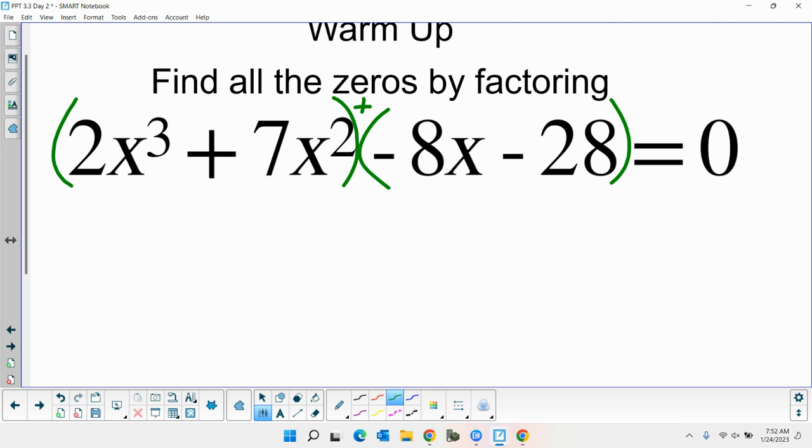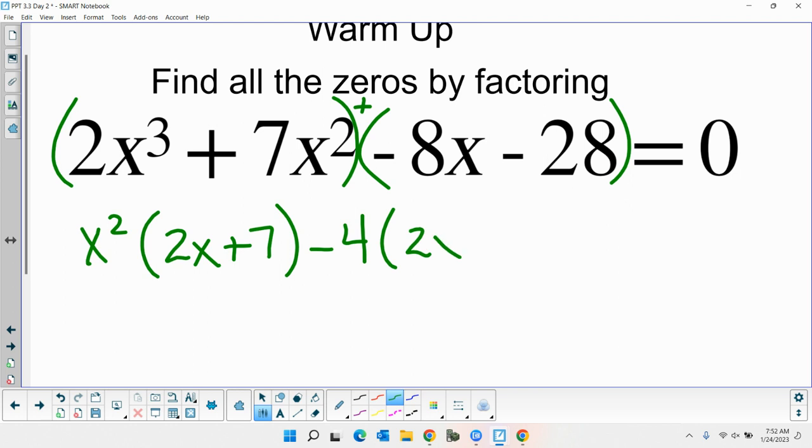So what's the GCF of the first group? x squared. And 2x cubed divided by x squared is 2x. And 7x squared divided by x squared is 7. And remember, if that's minus, like this situation, we always pull the minus out. And what goes into 8x and 28? 4, right? So we get 2x plus 7 again.